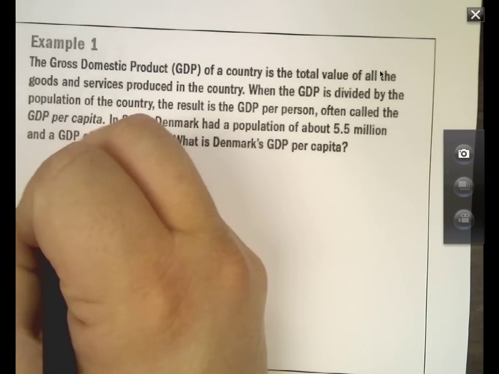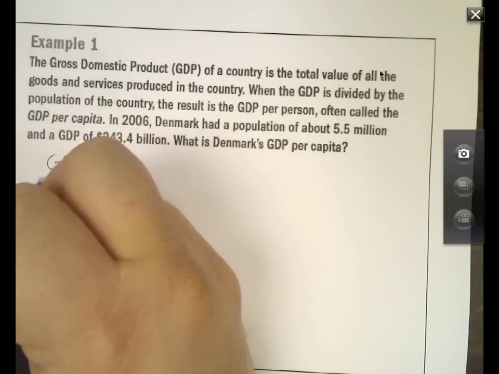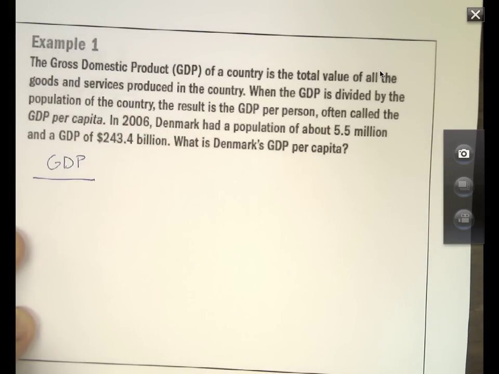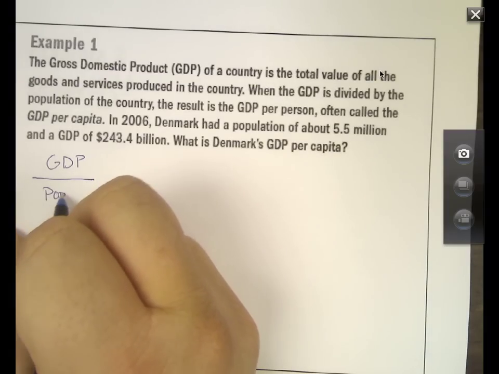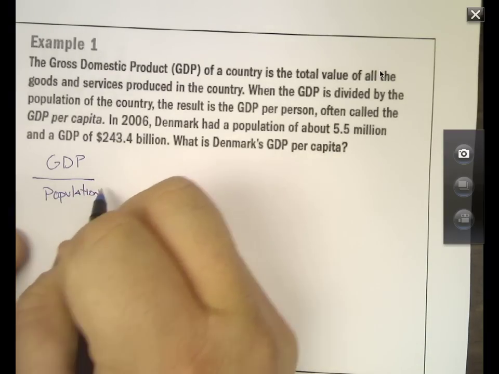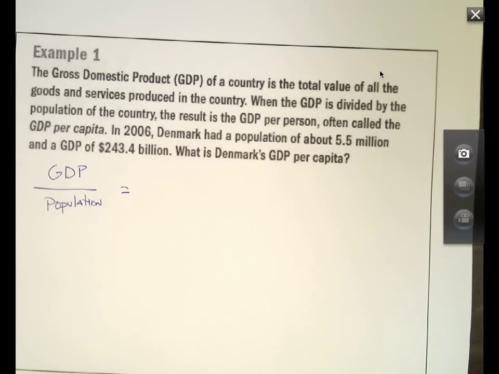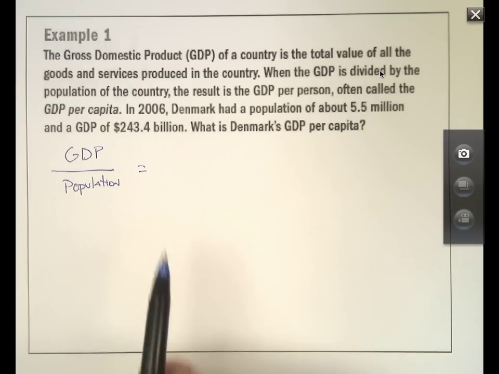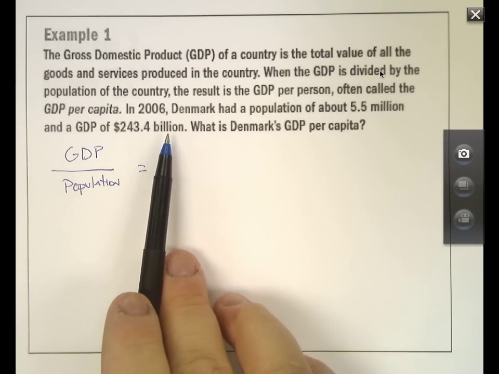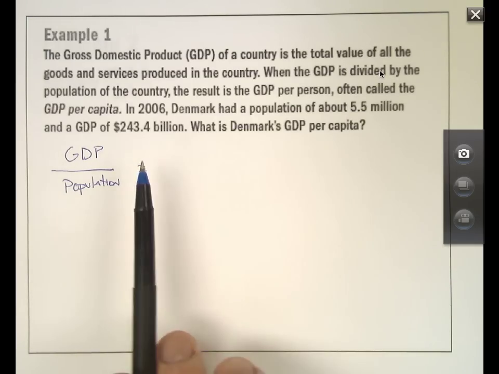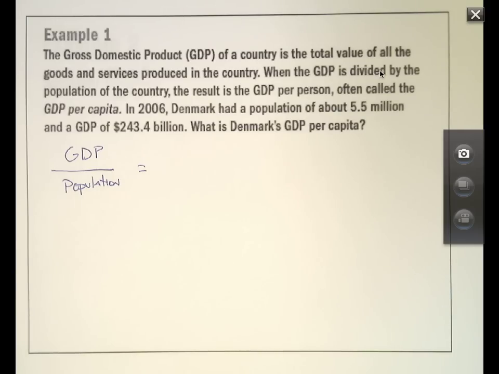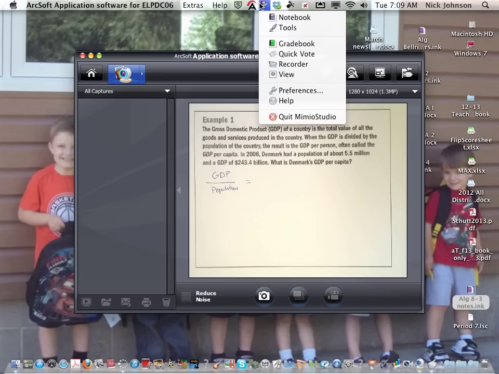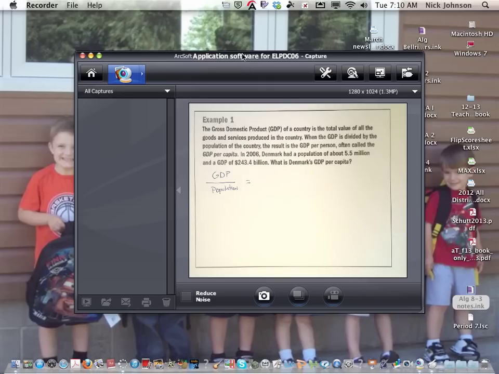So what we have to do is take their GDP value divided by their population. Now, there's two ways you could do this. You could write this in scientific notation, or you could write this as a very, very big number. Both ways are going to work. If I was you, I would use scientific notation.